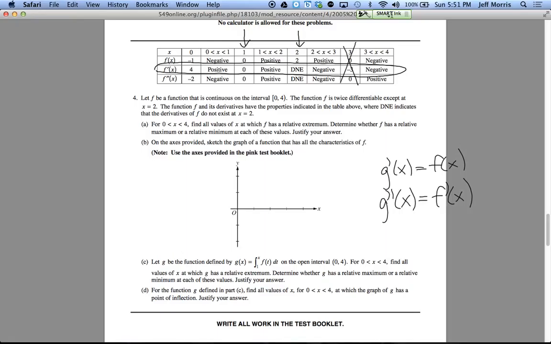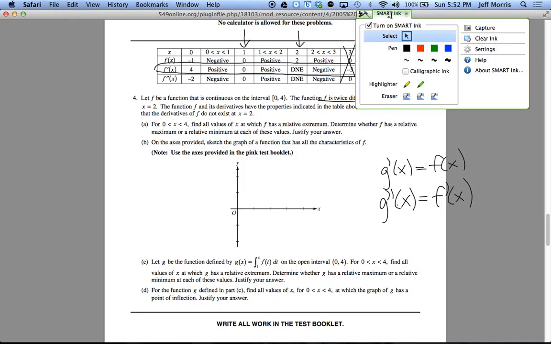What has to happen for it to be a POI? A change in concavity. Do we change in concavity at 1? No. Do we change in concavity at 2? Yeah. Is 2 defined in the original function? Yeah, so we're good. The only POI. So the only POI is at what? 2. Very good. To justify your answer, you'd say it goes from what? You'd say g double prime goes from positive to negative. There you go. Done.